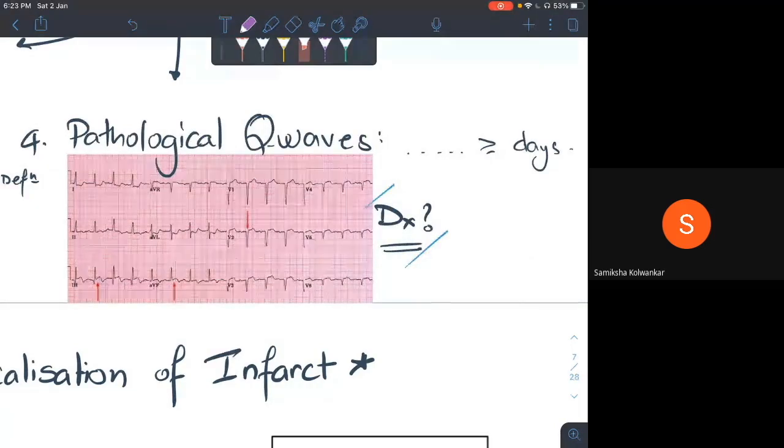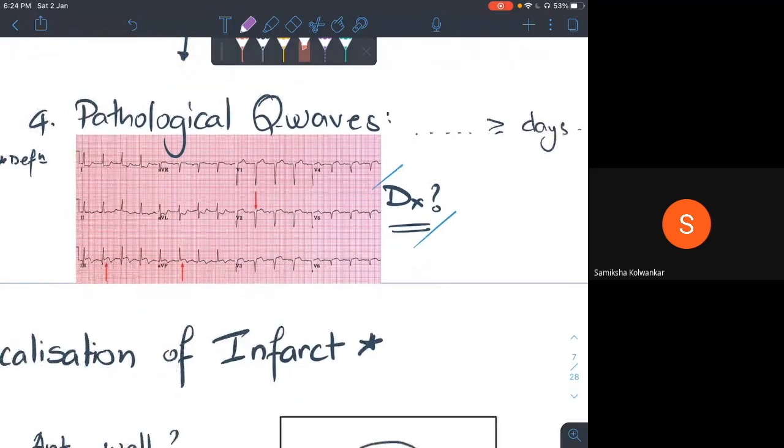Okay, Zoe says healed MI. Interesting. What else? Anybody else have anything to add? What it could be? Samiksha? Okay. Does lead 3 show ST elevation? Yes, it does show ST elevation. So what do you think it is? Okay, since we're running short on time, ongoing MI. Samiksha says ongoing MI. So putting all your answers together, that's the correct answer.